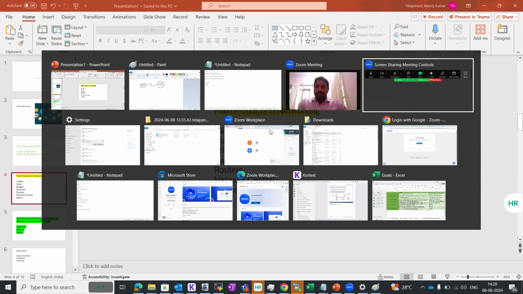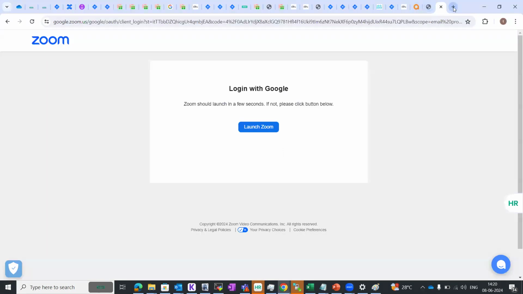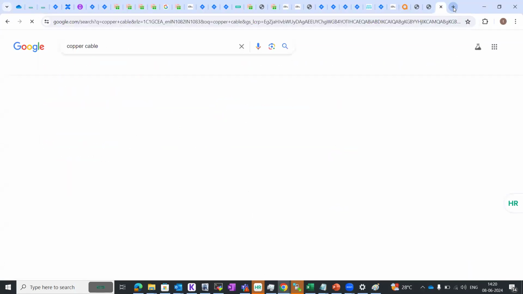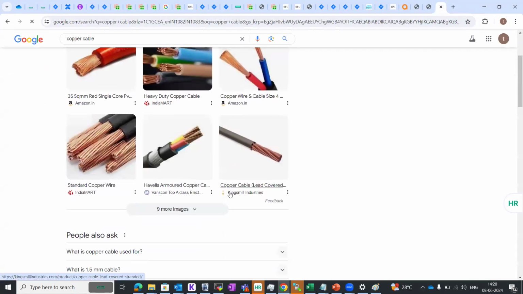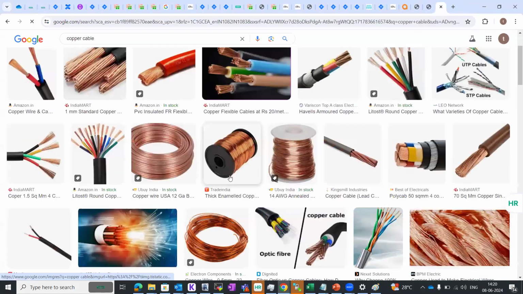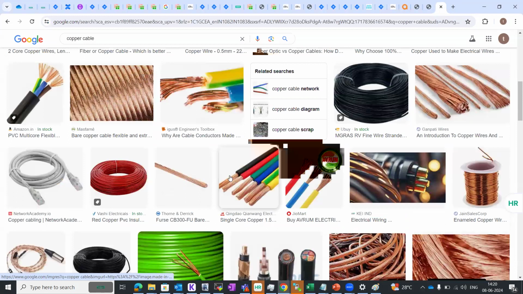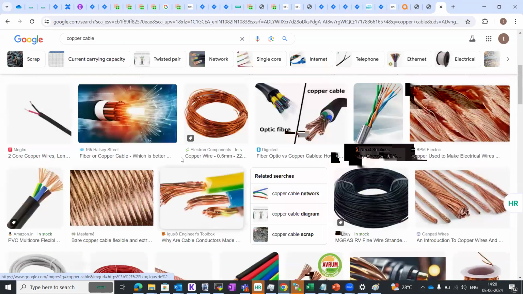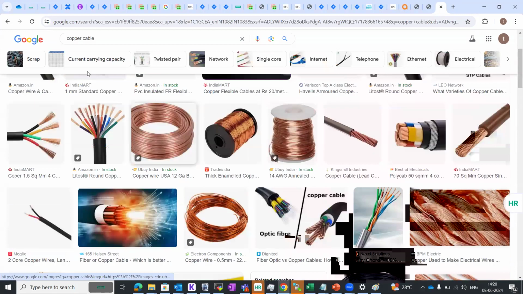This is how the cables look. These are the cables we use in our old telephony wires and current standards.